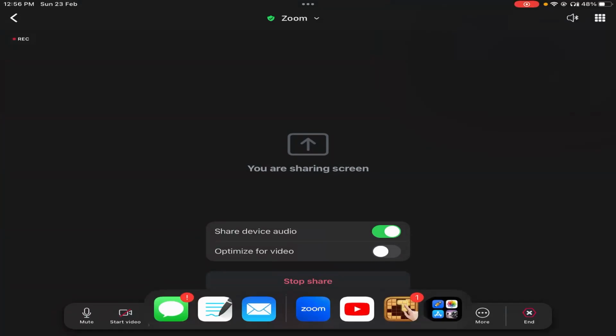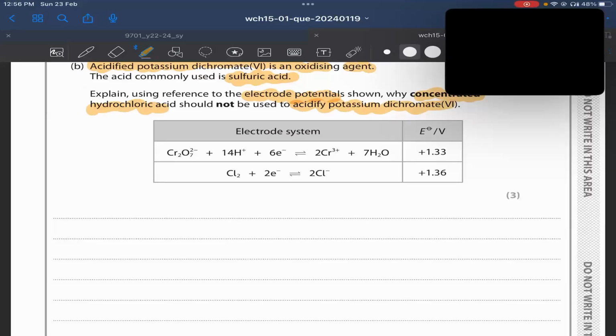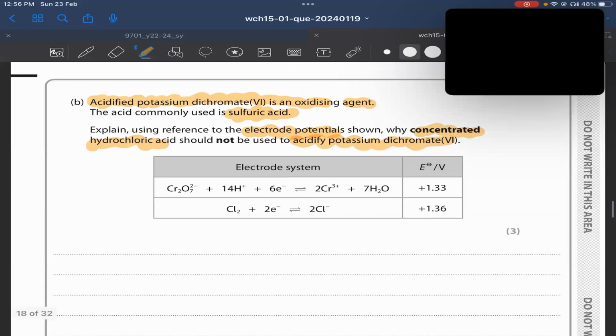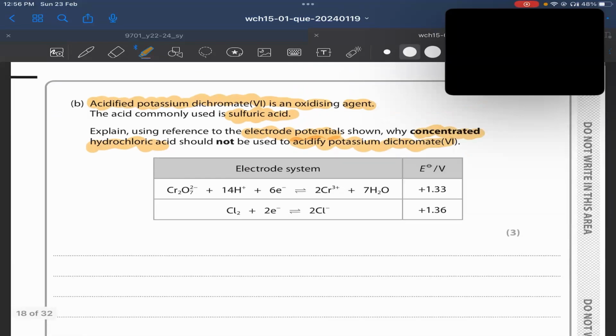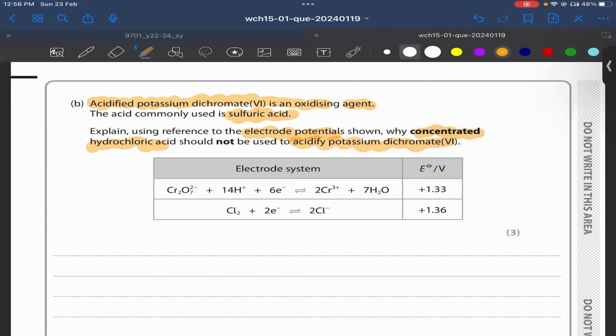Yes, sir. What could be the answer? I found the E cell value first, and it's minus 0.03 volts. And how did you get this answer? It's 1.33 minus 1.36, the reduction potentials.